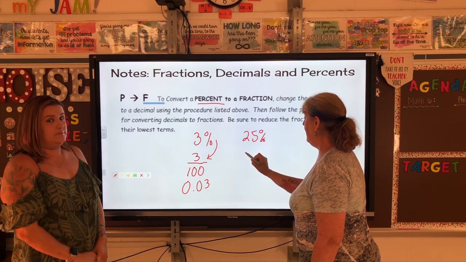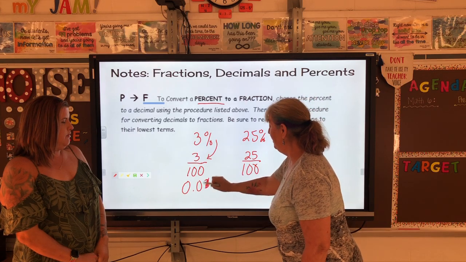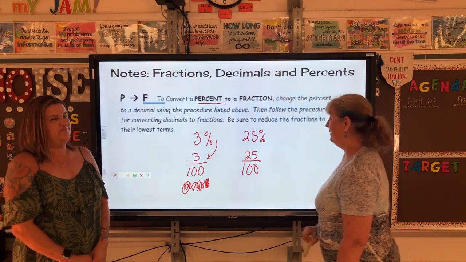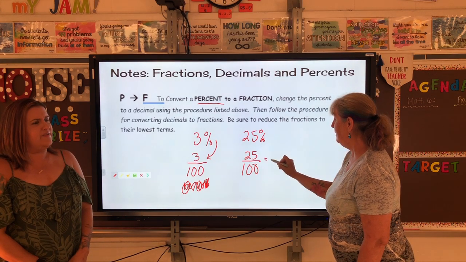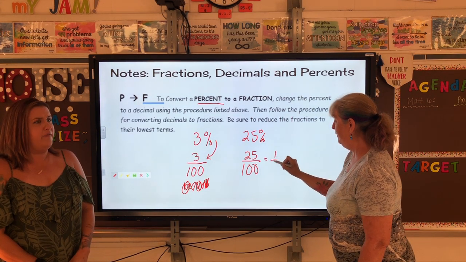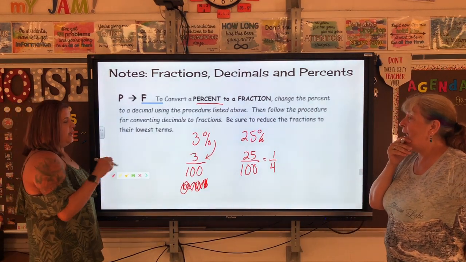And if I had 25%, I'd have 25 out of 100. Actually, forget the decimal. We don't even need the decimal right now. Now that one could be reduced, absolutely. If I have 25 cents out of $1, I have 1 out of 4 quarters. But what if we have those crazy percents over 100?